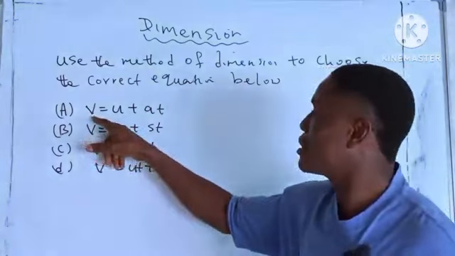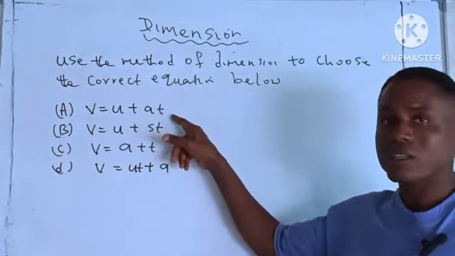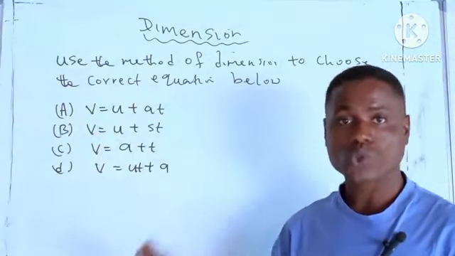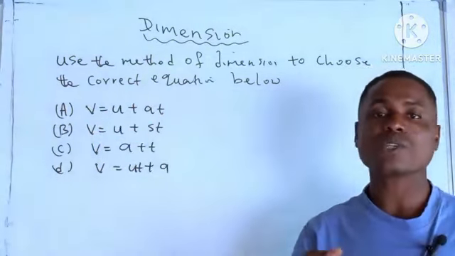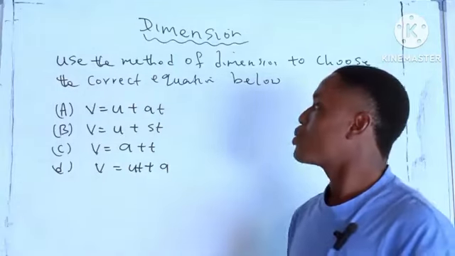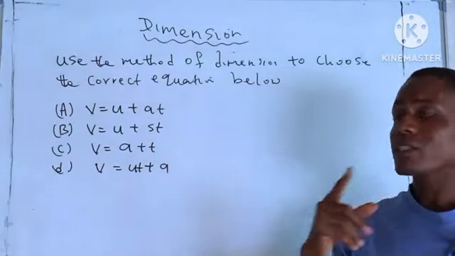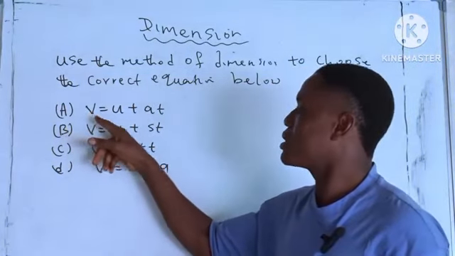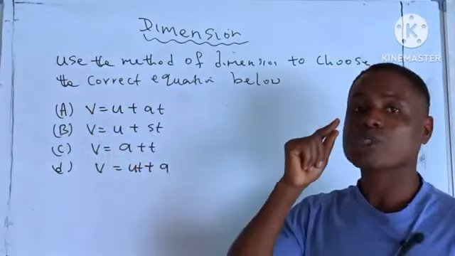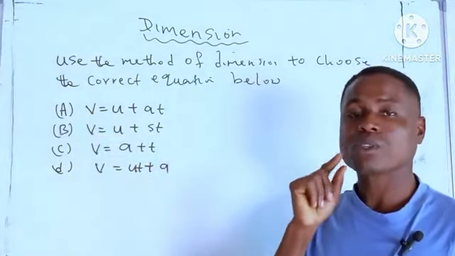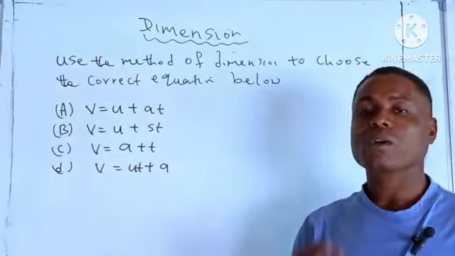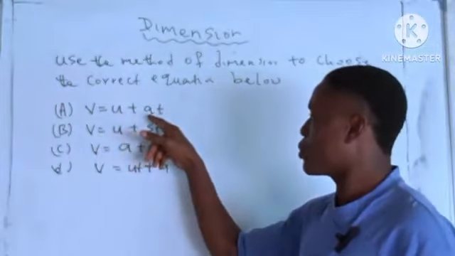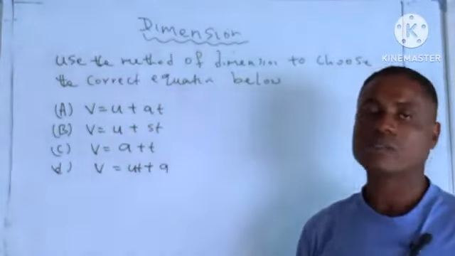They said V equal to everything here. In mathematics, this stands for the equal sign, equal to, isn't it? Meaning that this one is equal to this one, isn't it? So the dimension of final velocity must be the same as the dimension of initial velocity and the dimension of these two quantities.